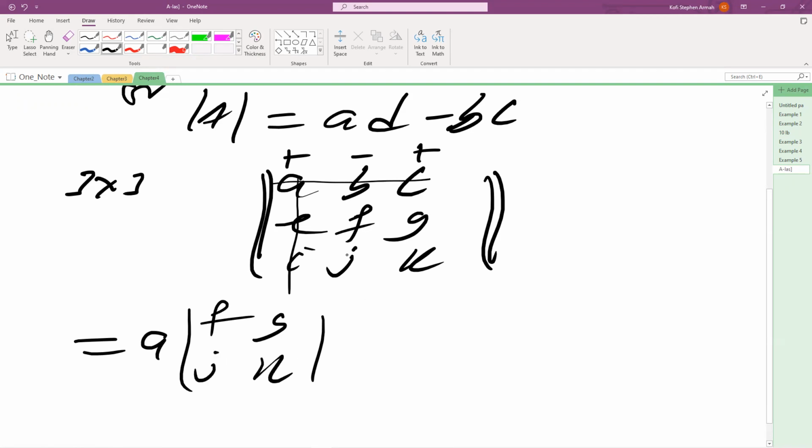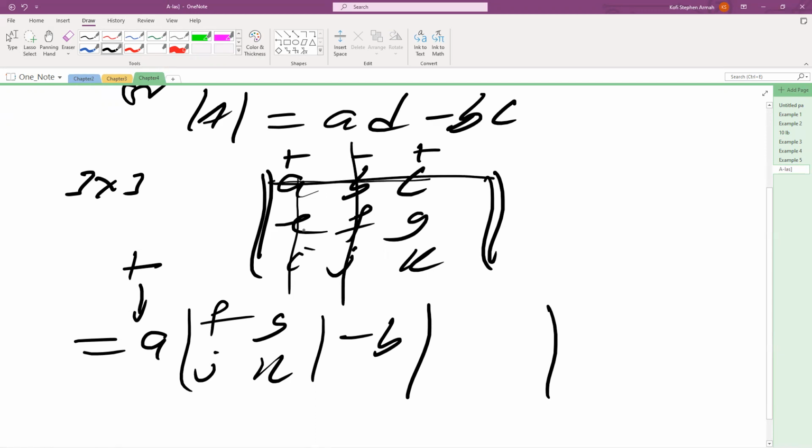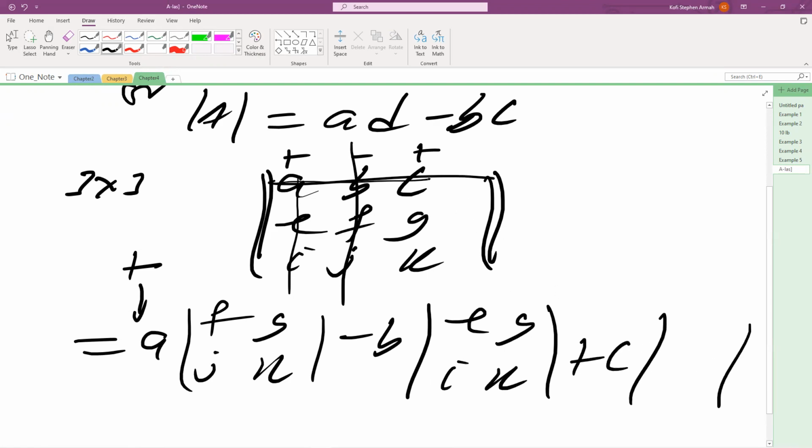This sign here is plus. For B, the sign is negative. Then you put 2 by 2 determinants here. You cover this side and that side, so you're left with E, G, I, and K. Then the next one is plus C times the determinant of the remaining part: you cover this side and this side, and you're left with E, F, I, and J.